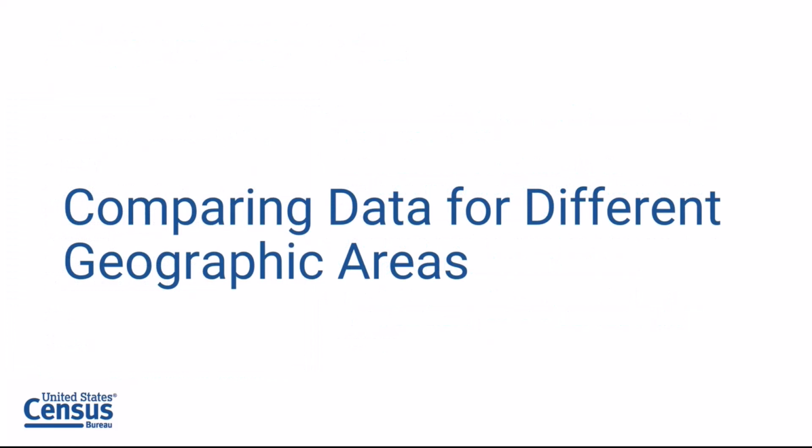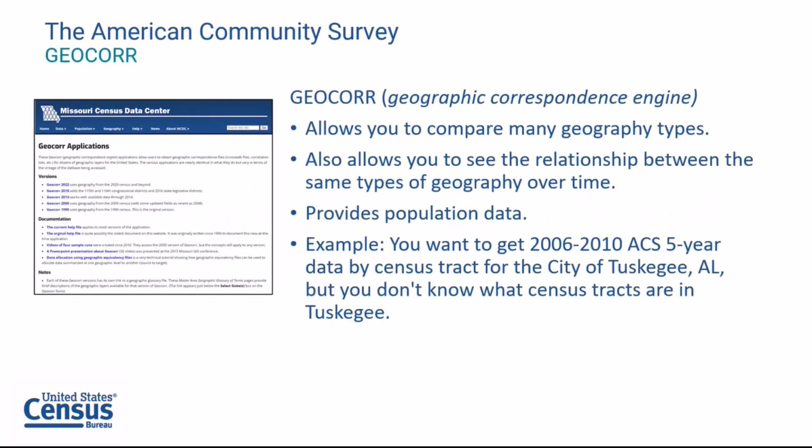Let's talk about tools that will help you compare data for different geographic areas. The State Data Center in Missouri created a great resource to help data users work with the Census Bureau's geographies called the Geographic Correspondence Engine, or GEOCORR for short. It is a tool that allows you to show the relationship between several geography areas. It also allows you to see the relationship between the same types of geography over time. Let me walk you through a demo using GEOCORR.